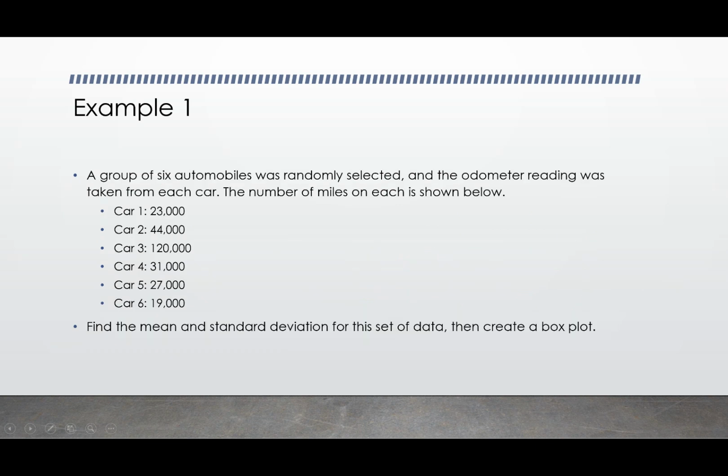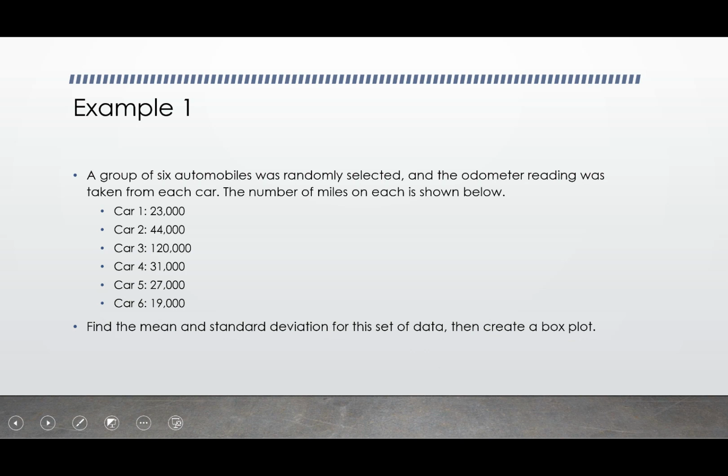Okay. Example 1. So let's make a box plot with this. We're going to use our calculator. We're going to type these data points in, but let's read the problem first. A group of 6 automobiles was randomly selected, and the odometer reading was taken from each car. The number of miles on each is shown below. So 6 cars, and these are the miles for each car listed. Find the mean and the standard deviation of the set of data, and then create a box plot as well. So let's go ahead and do that.